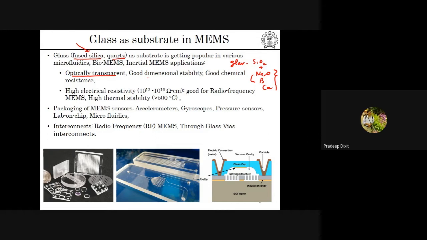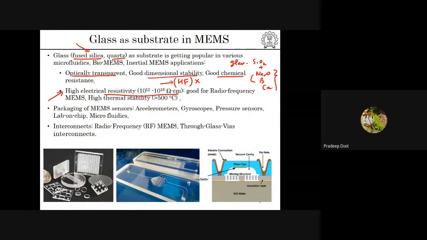Glass has very good dimensional stability, up to 600 degrees Celsius it will not have any kind of problem. It has very good chemical resistance. As you know, we can store any kind of acids in a glass bottle. Glass is only etched by hydrofluoric acid, which is a very, very strong acid. Except HF acid, all other acids or basic solutions you can keep easily in a glass bottle. So it has very good chemical resistance. And most importantly, for radio frequency applications, it has very, very high electrical resistivity.